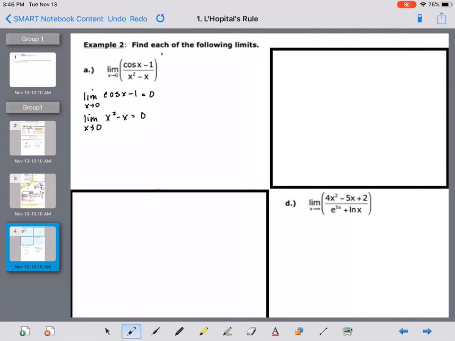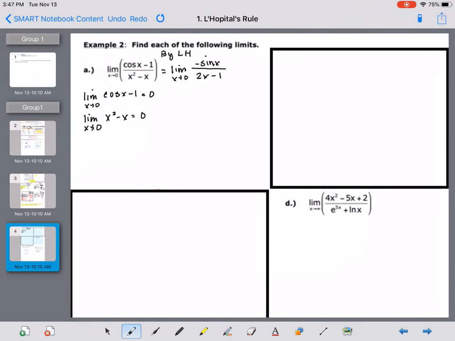So then I can say by L'Hopital's rule it equals the limit of the derivative of cosine of x, which gives us negative sine of x. Oh, sorry, a limit. I almost made a terrible mistake by dropping my limit. I don't want to do that. Okay, I get negative sine of x. The derivative of negative 1 goes to 0, and I get 2x minus 1.